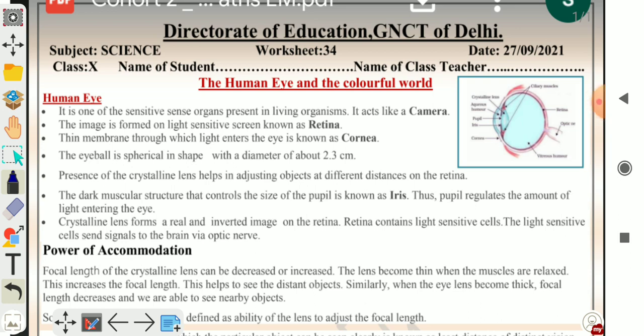The human eye and the colorful world. In this worksheet we will learn about our eye: the human eye, power of accommodation, and about prism. First of all we will discuss the human eye. It is one of the sensitive sense organs present in living organisms.